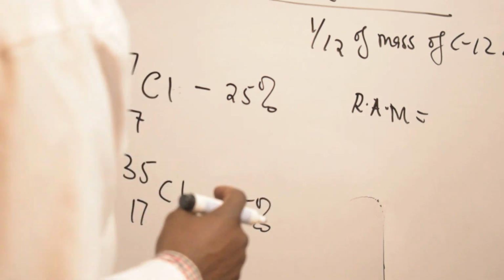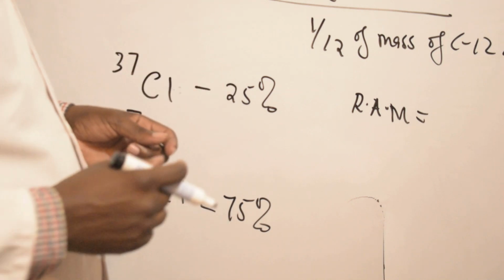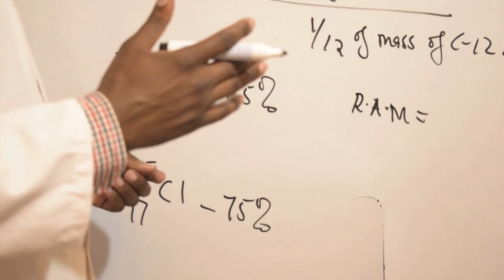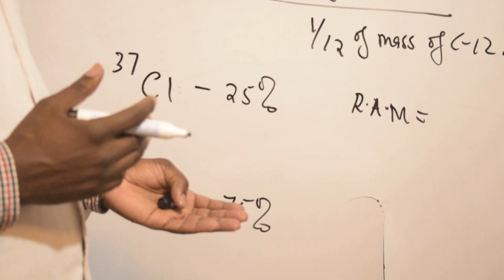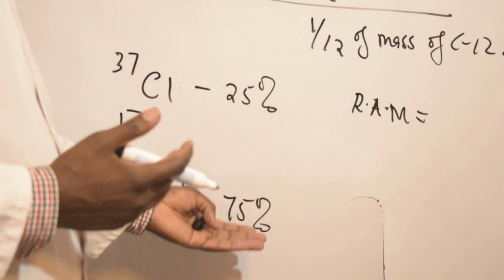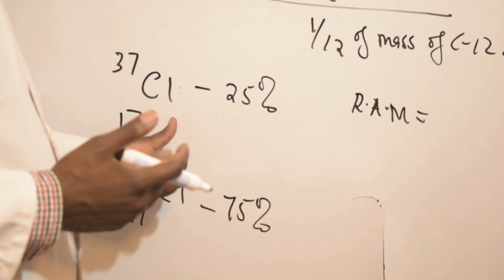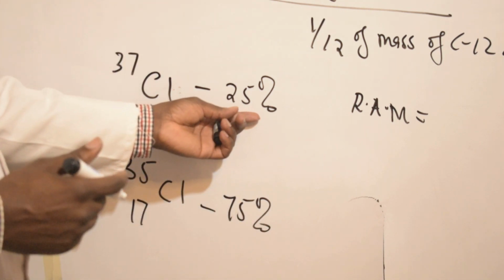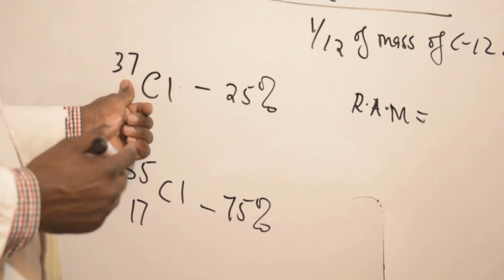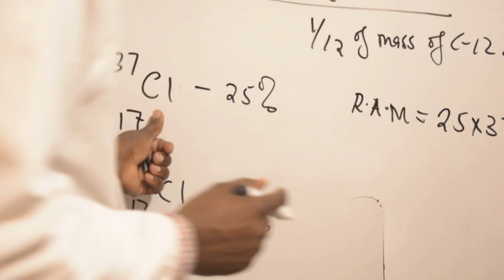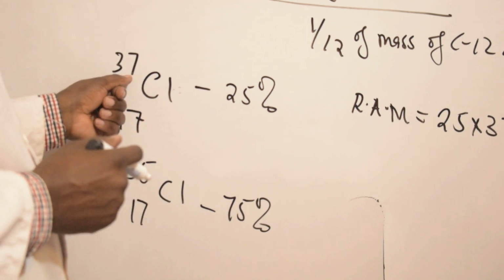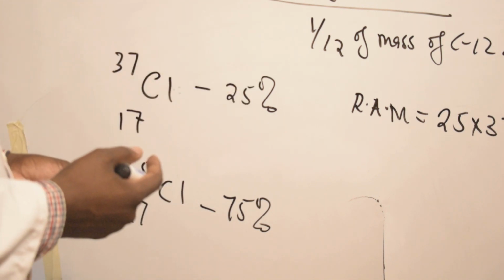Now, assuming that I actually have 100 atoms of chlorine, that means that 25 of them will be chlorine 37. Therefore, the total mass of the 25 atoms of chlorine will be 25 multiplied by the mass number, which is 37.